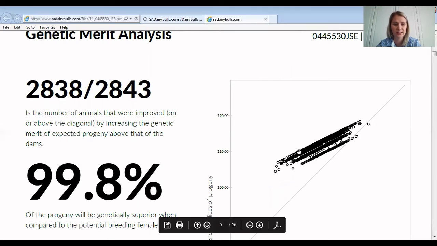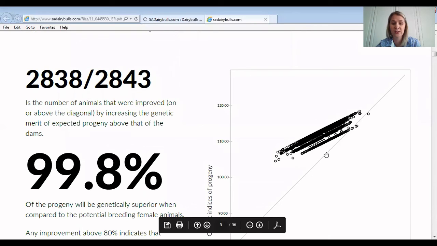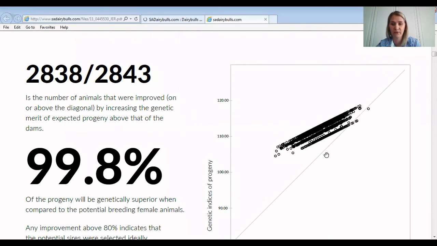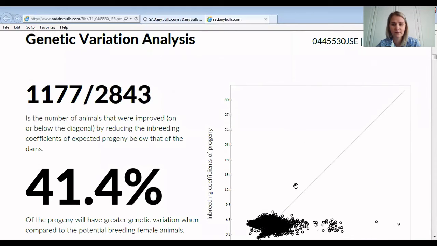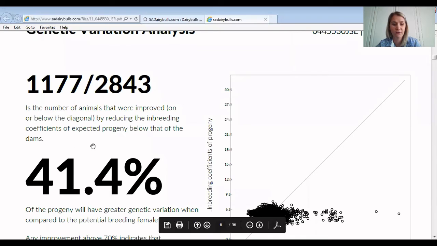So over here, you'll see 99.8% of the progeny were genetically superior when compared to the potential of the breeding animals in the herd. And here we go to genetic variation, like I said. So 41% of the progeny will have greater genetic variation when compared to the potential breeding females.